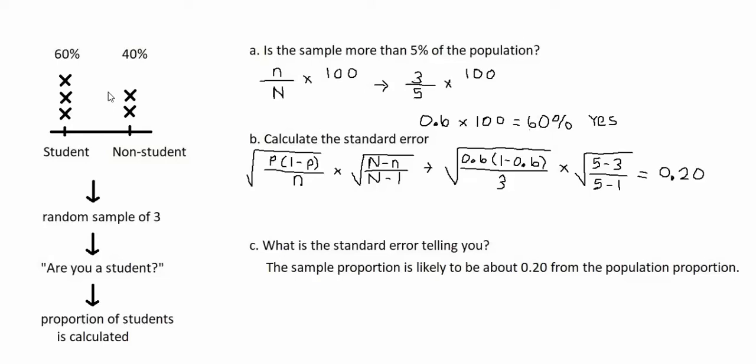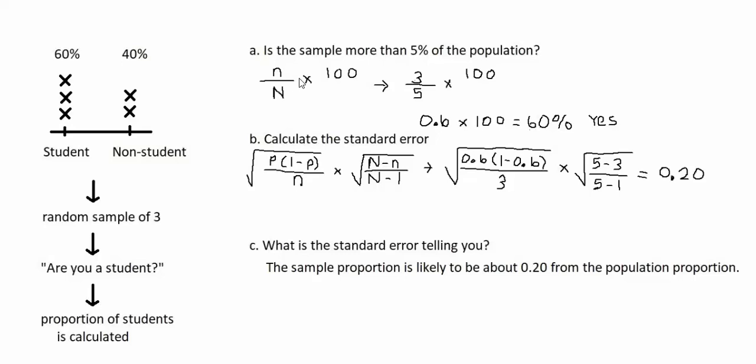But what we care about is how close the sample proportion is going to be to the population proportion. So we know that the population proportion is 60% student. And what we want to know is, how close is this sample proportion going to be to 60%? And that's what the standard error will help us answer. The standard error will help us get an answer to that question.